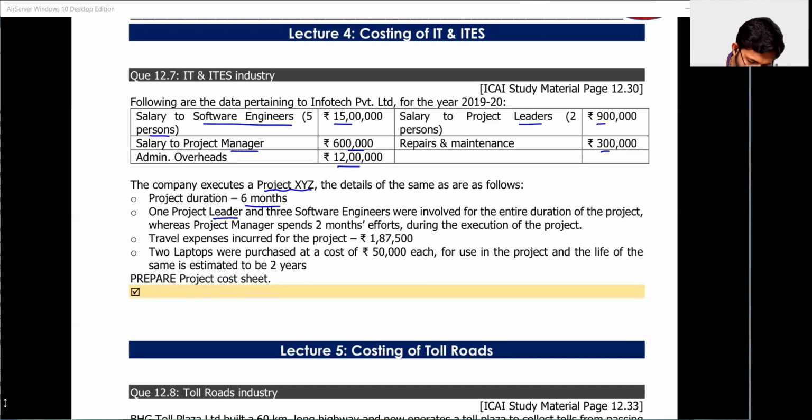1 project leader and 3 software engineers were involved in the entire duration of the project. So exclusively working professionals will be 1 project leader and 3 software engineers who are exclusively working for this project over this 6 months duration. Whereas the project manager spends 2 months efforts during the execution of the project. So allocation is required in case of salary of project manager.